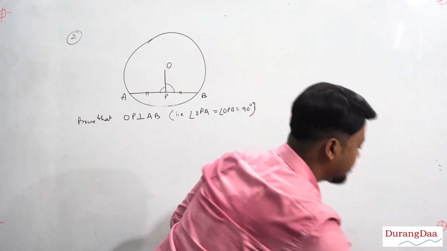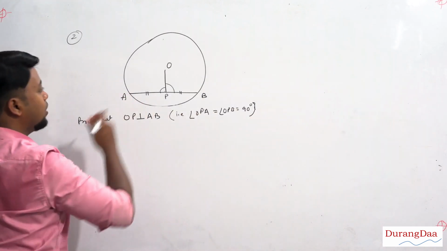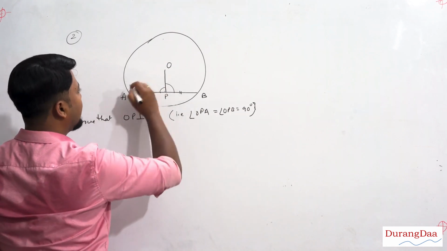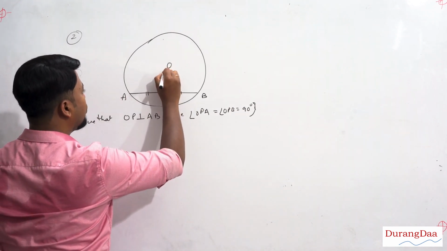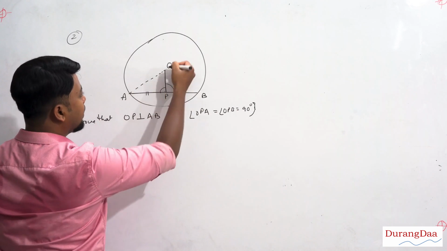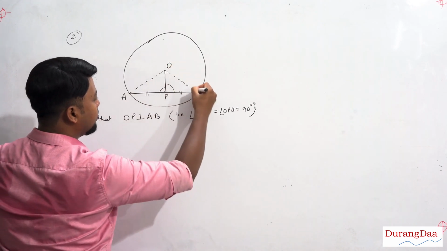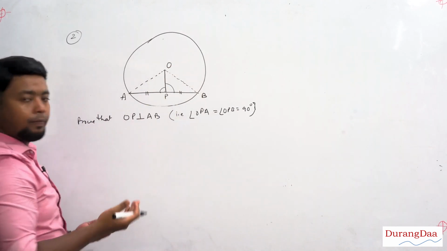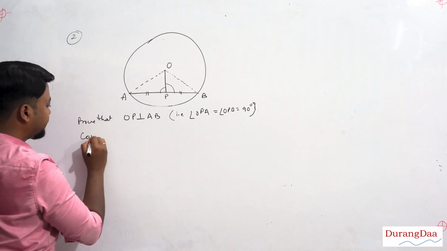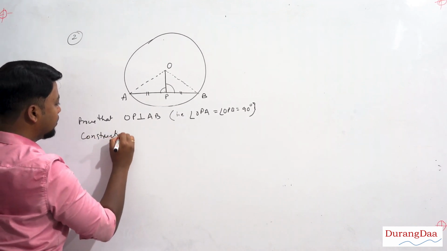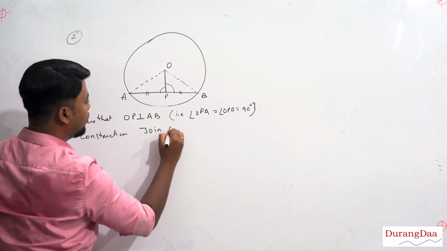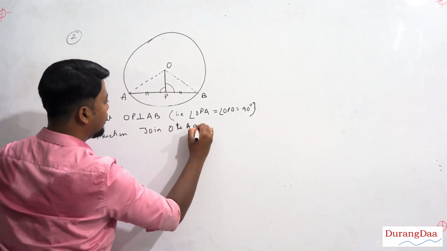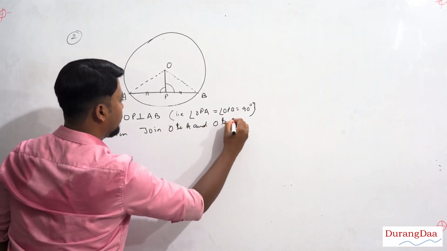Alright. To start, first you need two triangles. You can find the two triangles by joining point O to point A first, then point O to point B. Now, the two triangles are visible. So, you have to mention it. Construction, join O to A and O to B.